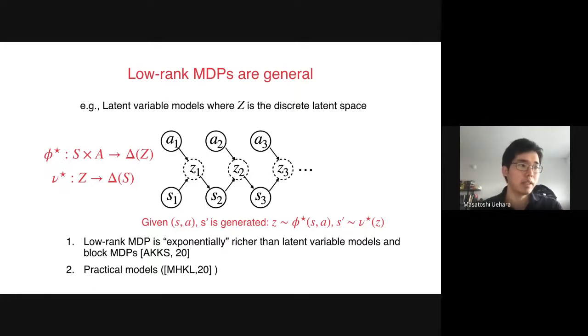Secondly, low-rank MDPs are really practical because, for example, in movie recommendation, the low-rank assumption is used a lot in practice. Besides, block MDPs and latent variable models, which are special instances of low-rank MDPs, are used in some empirical papers too. So that's why there is meaning in considering algorithms with theoretical guarantees on low-rank MDPs. They are not imaginary models for theoreticians, but really practical.